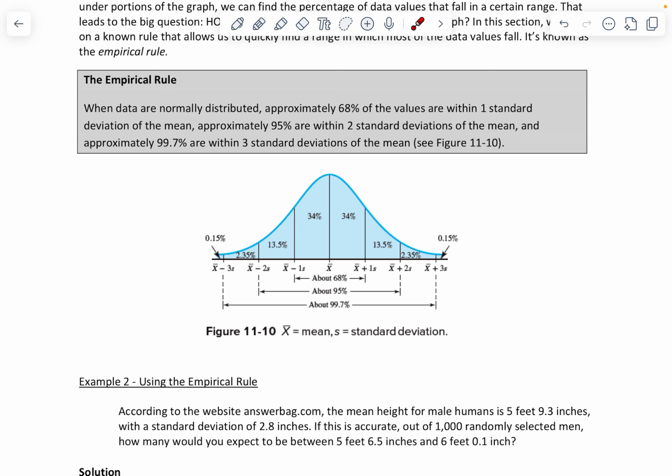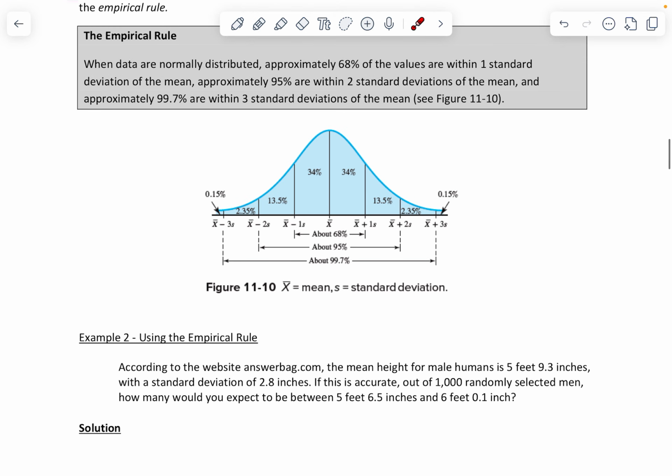So let's look at an example where we use the empirical rule. Example 2. According to the website answerbag.com, the mean height for male humans is 5 feet 9.3 inches, with a standard deviation of 2.8 inches. If this is accurate, out of 1,000 randomly selected men, how many would you expect to be between 5 feet 6.5 inches and 6 feet 0.1 inches?